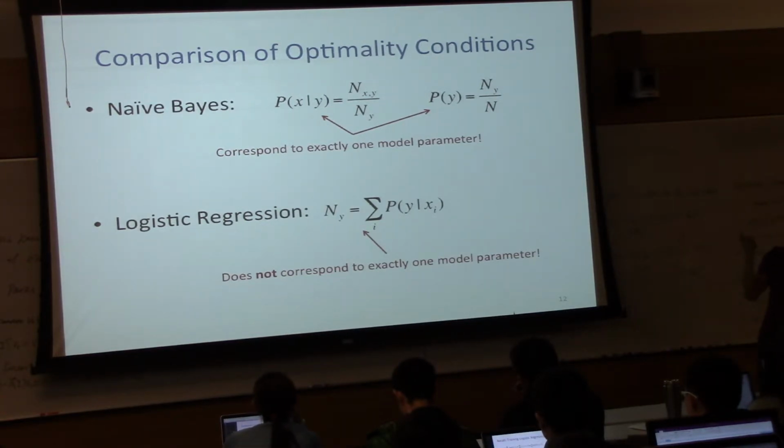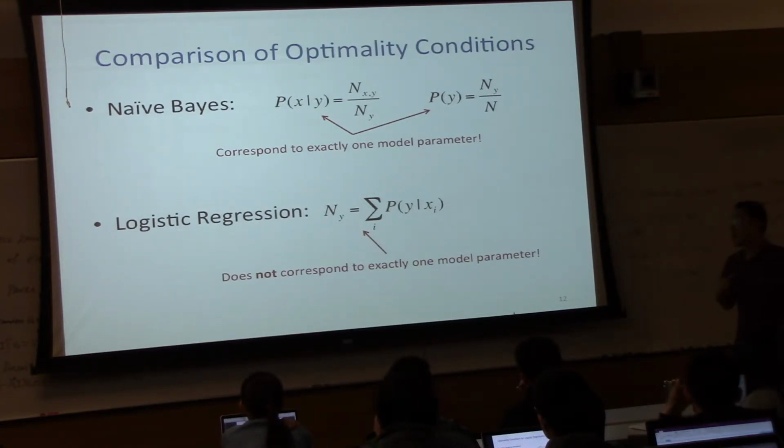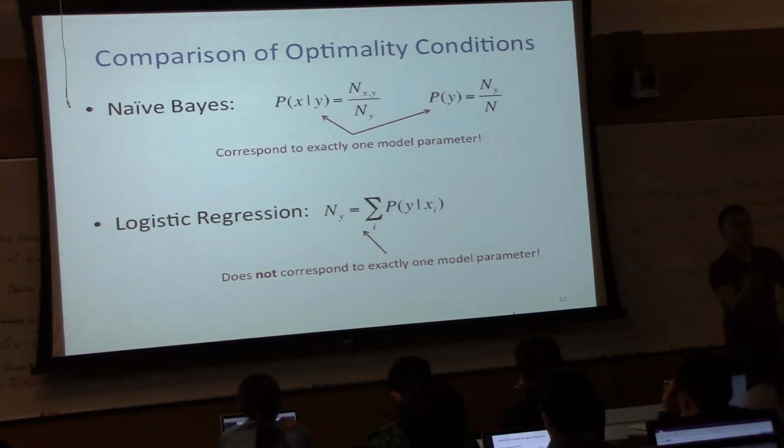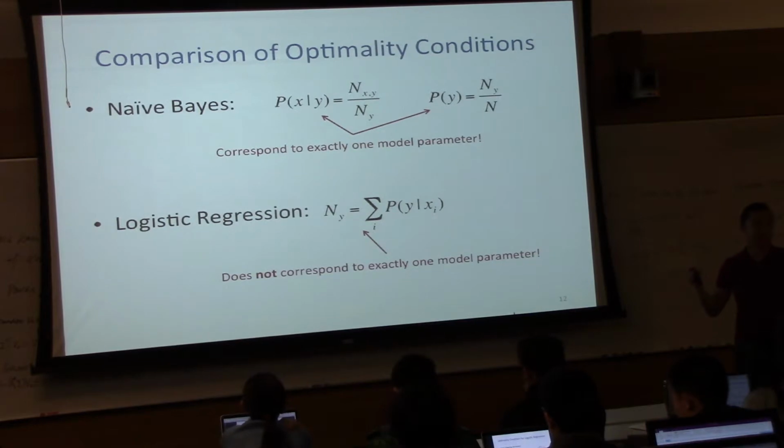These optimality conditions are consequences of the fact that under the naive Bayes assumption, we're maximizing the joint likelihood of the data. Under logistic regression, we're trying to maximize the conditional likelihood, right? And therefore certain empirical probabilities must match the predicted probabilities according to our model over the data. By matching that, we maximize the likelihood of our model on the data.